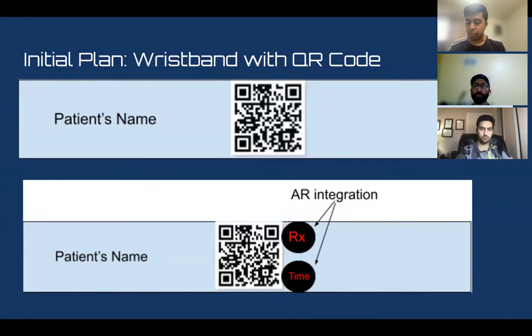Another idea is that we can have AR integration onto the QR code or onto the wristband. And this would include stuff like prescriptions or their appointment times. So this is helpful because the patient would be able to take the QR code wristband home, and it would have the information that they can scan and see even when they're outside of the hospital.